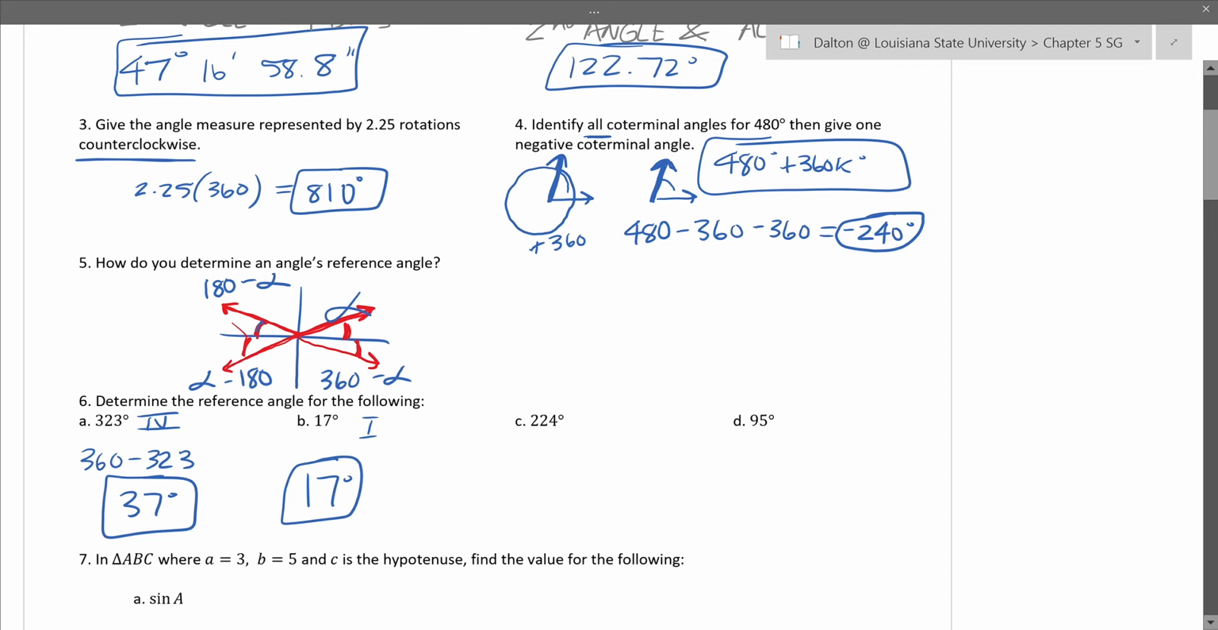Part C, 224 degrees, is in the 3rd quadrant, so we will subtract 224 minus 180 and end up with 44 degrees. And part D, 95, is in quadrant 2, so we will subtract 180 minus 95, which is 85 degrees.